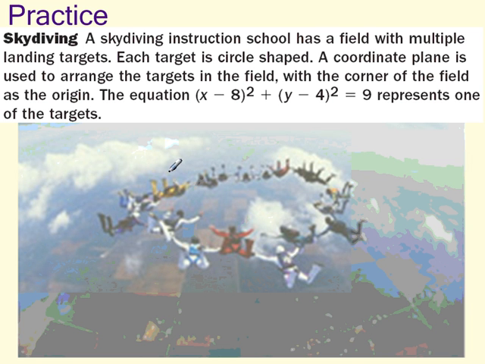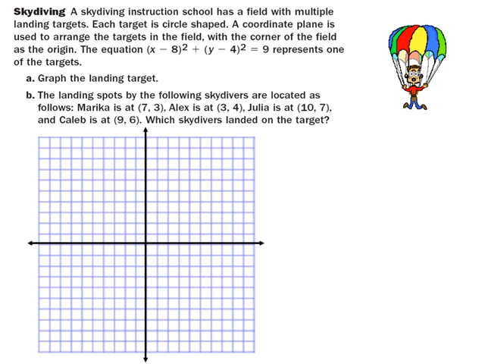Sometimes you might have application questions with circles, so those real world examples. So here we're skydiving, and a skydiving instruction school has a field with multiple landing targets. Each target is circle-shaped. A coordinate plane is used to arrange the targets in the field, with the corner of the field as the origin. The equation (x - 8)² + (y - 4)² = 9 represents one of those targets. We're asked to graph the landing target.